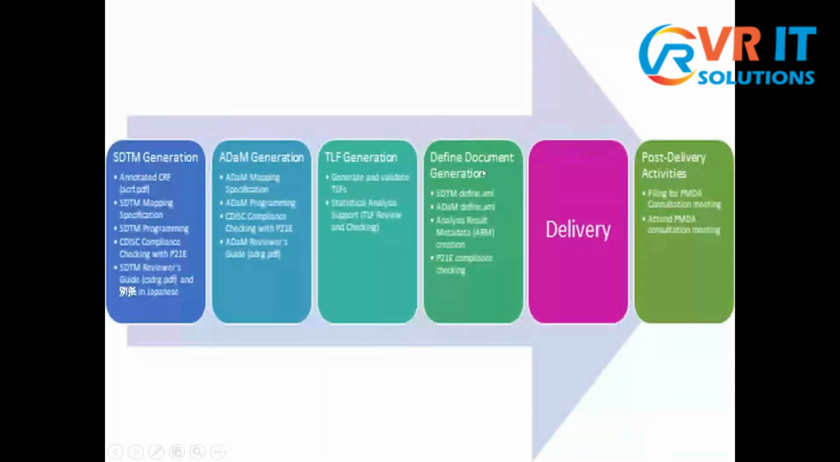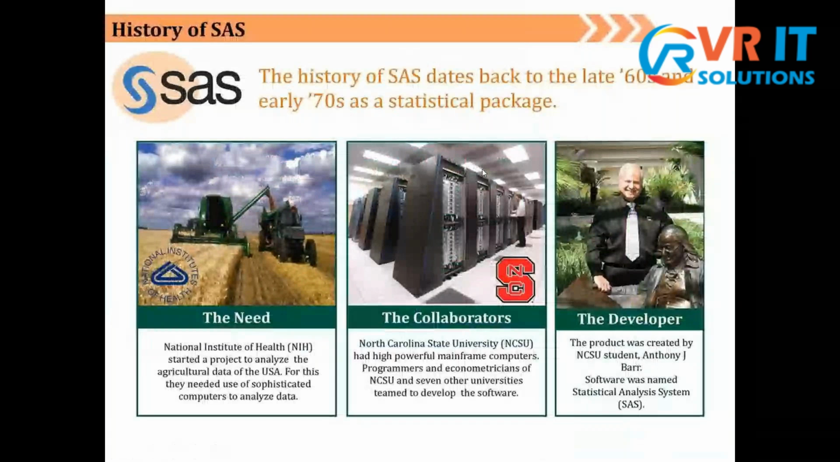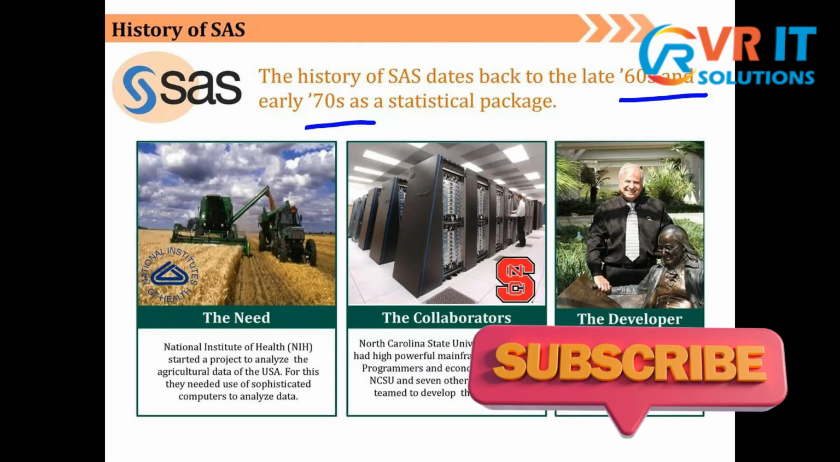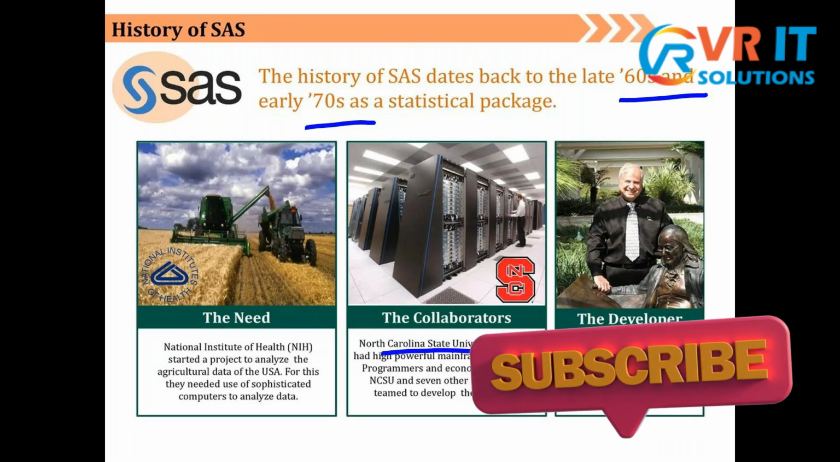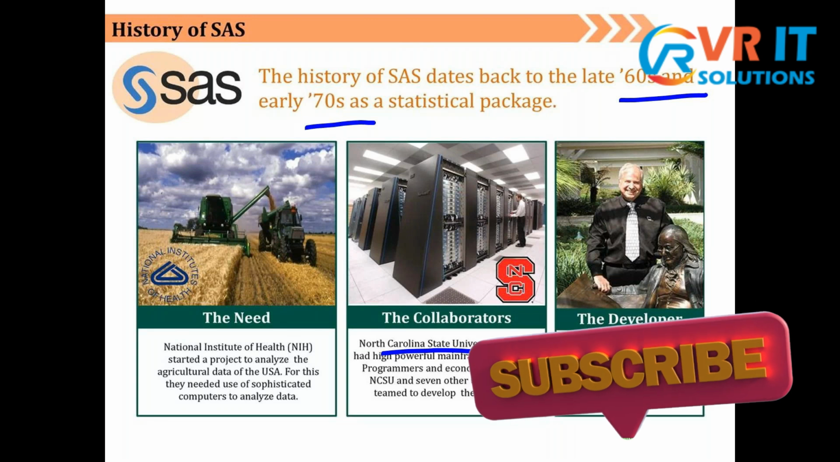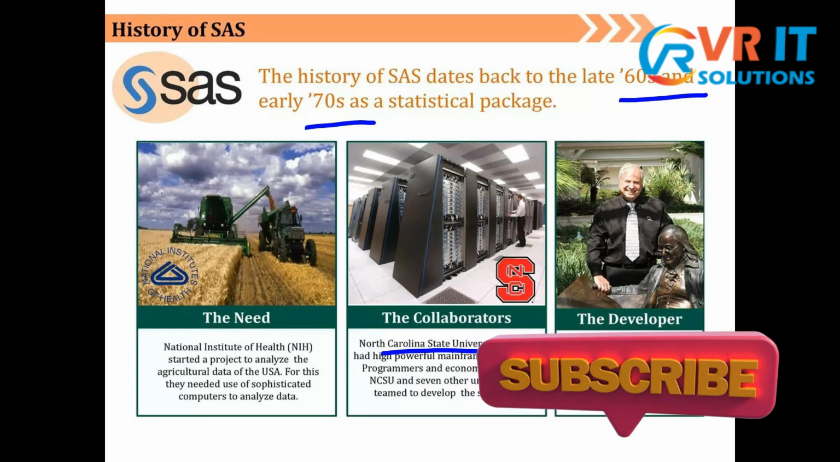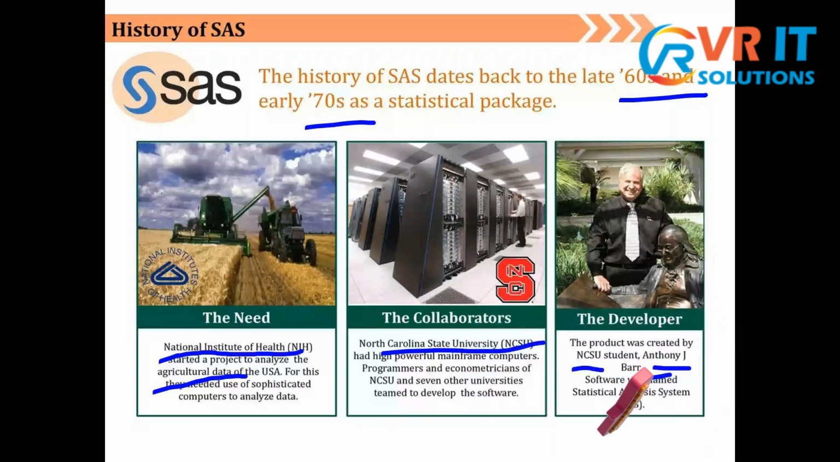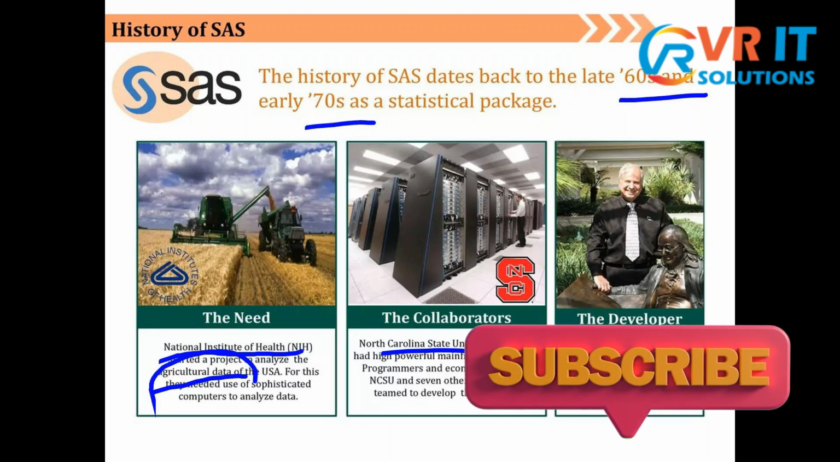I'll share this PPT also, so you can go through it after the class. And now let's understand what is SAS. SAS is a software, a data analysis tool. It was designed in the 1960s and 70s by James Anthony Parr along with NCSU, North Carolina State University, USA. And they first used this software to analyze agriculture data in USA. Then it got popular.